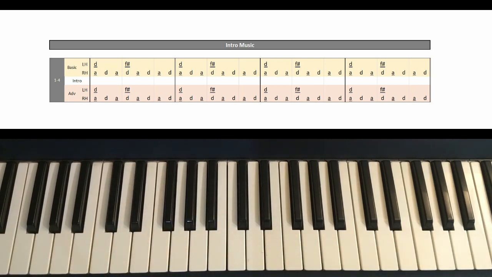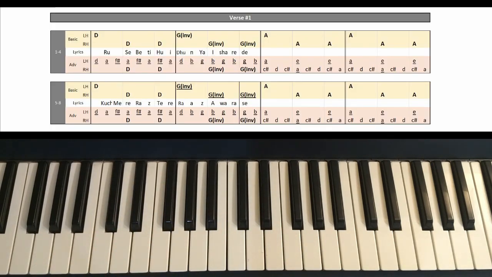Now moving on to verse 1. We'll only do the basic version in this section, so ignore the orange portion, focus on the yellow portion. The orange one we'll cover in the advanced portion, right? So the verse will look something like this.